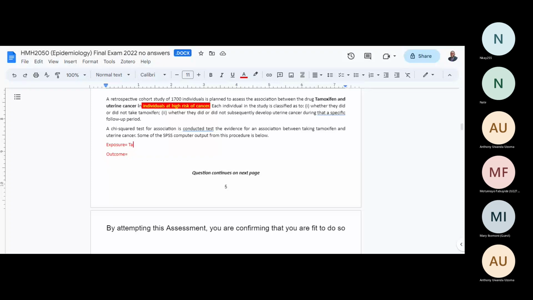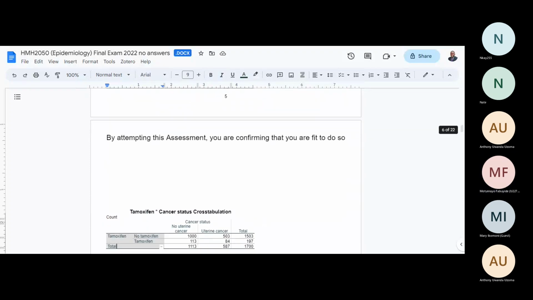So our exposure here is tamoxifen, and then our outcome here is what? Uterine cancer. So that's my first intake here. Now, they were divided into two groups, based on exposed and non-exposed. Now they are giving us our results.